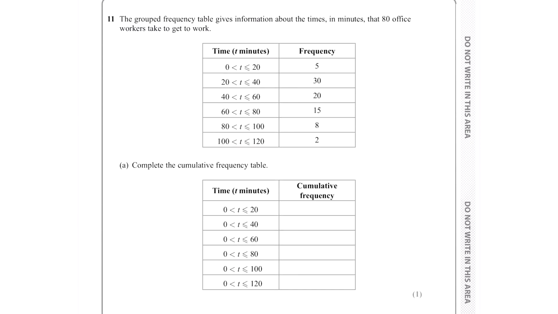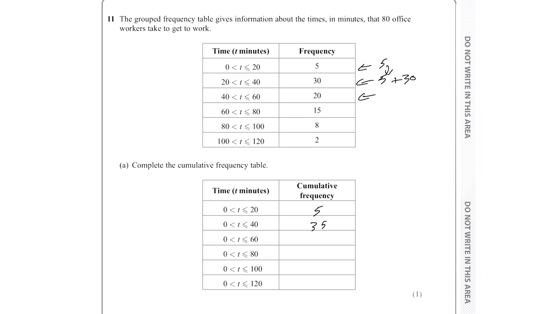A grouped frequency table shows information about the times in minutes that 80 office workers take to get to work. Complete the cumulative frequency diagram below. For the cumulative frequency, we're just adding the previous numbers together. So that's just going to be 5. Then the previous number, 5, plus 30, is going to be 35.